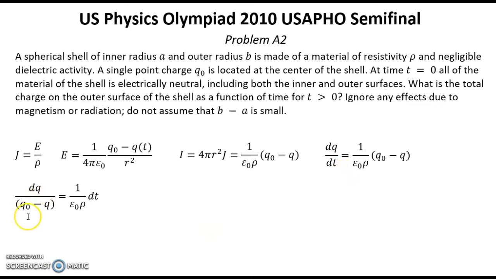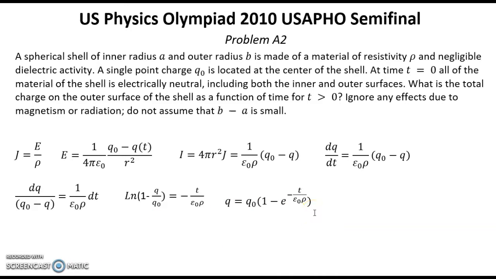dq over Q0 minus Q equals 1 over epsilon 0 rho multiplied by dt. After integration we have this expression: logarithm of 1 minus Q over Q0 equals negative t over epsilon 0 rho. And finally we can express charge Q as a function of time. That will be this expression.